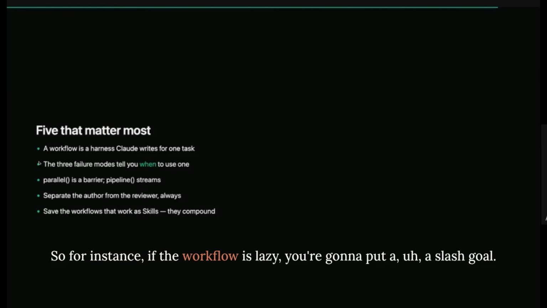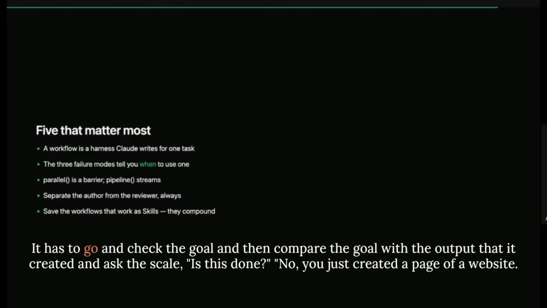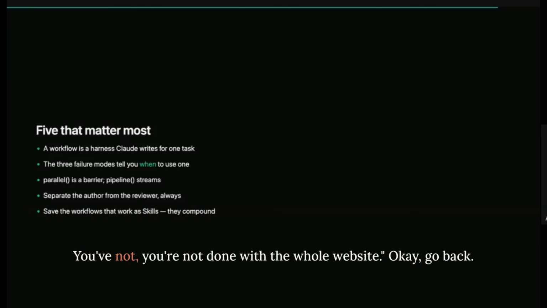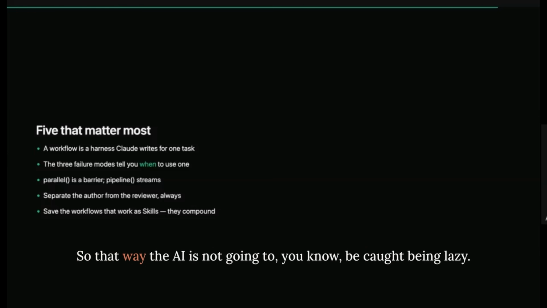So, for instance, if the AI is lazy, you put a slash goal, or you loop until it's done. That way it is not lazy. It has to check the goal, compare it with the output it created, and ask itself, is this done? No, you just created a page of a website; you're not done with the whole website. Okay, go back. It creates the other pages and asks, is it done? Okay, you've created the other pages, but you have not published the website. That way, the AI is not going to be caught being lazy.